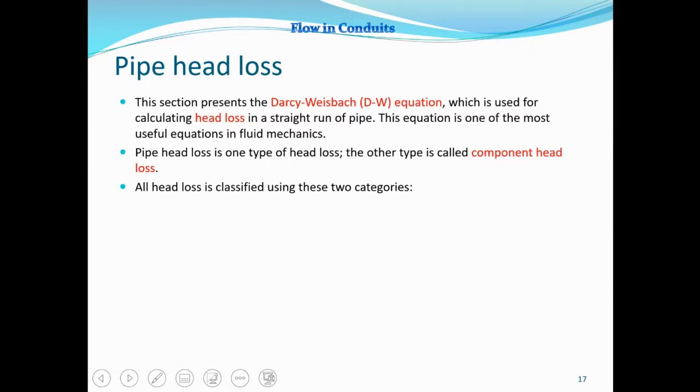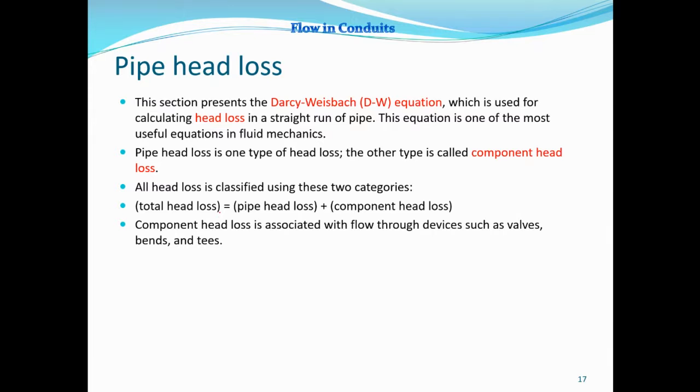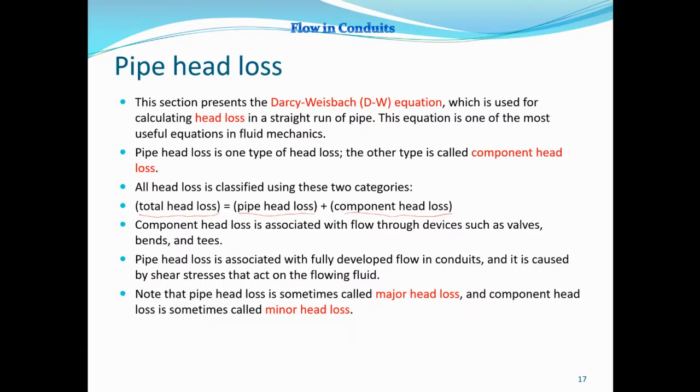So we were explaining pipe head loss, and we say we use the Darcy-Weisbach equation, and the pipe head loss is made of two types: total head loss, which consists of pipe head loss or the major head loss, and the component head loss or minor head loss, which are the losses due to the presence of valves, bends, tees. All these losses in the component head loss usually occur due to creation of an oscillatory zone, or separation zone.